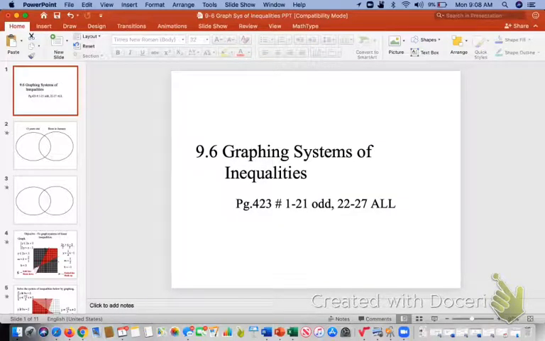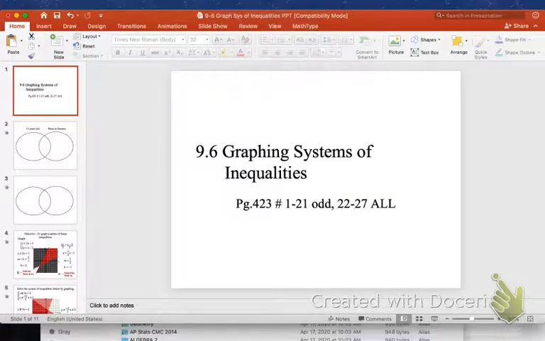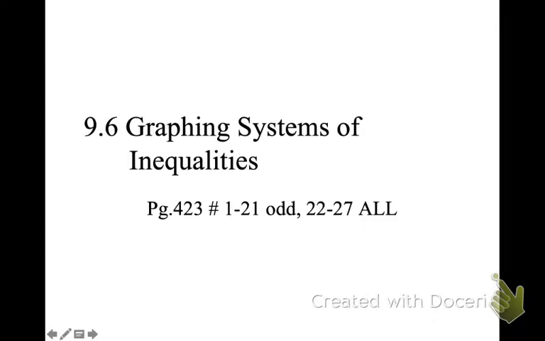Hi guys, so today we are doing section 9.6 out of the Green Book. This is a very crucial section that we skipped, because we happened not to have enough time right before break. So we're going back to graphing linear equations, actually linear inequalities, and the one section we missed, which was page 423, 1 through graphing systems of inequalities.